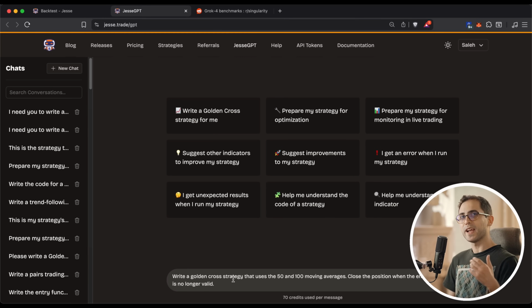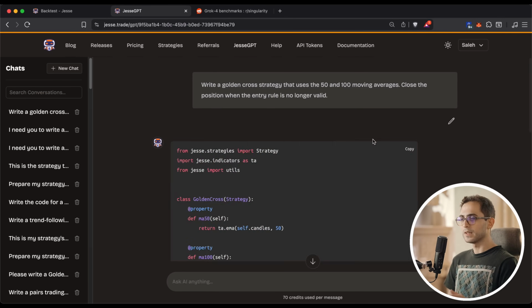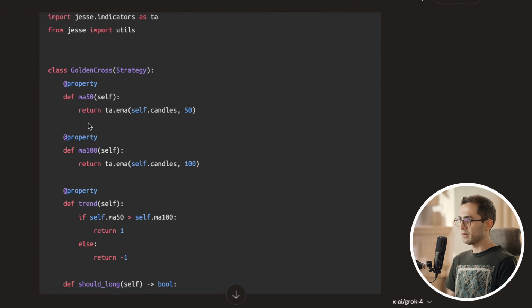All right, so let's begin with the hello world question of algo trading. Write a golden cross strategy that uses the 50 and 100 moving averages. Close the position when the enter rule is no longer valid. It took a long time for the model to finish this question. I'm guessing this is because they just launched the model, and maybe their API is under heavy traffic. But anyways, this seems perfectly fine.